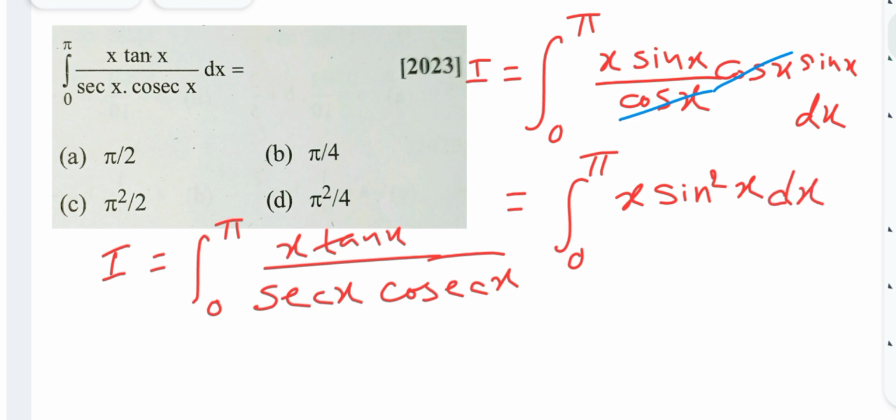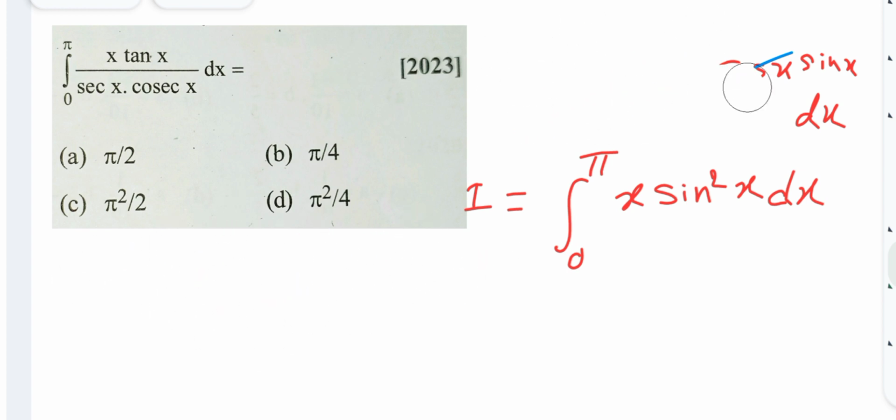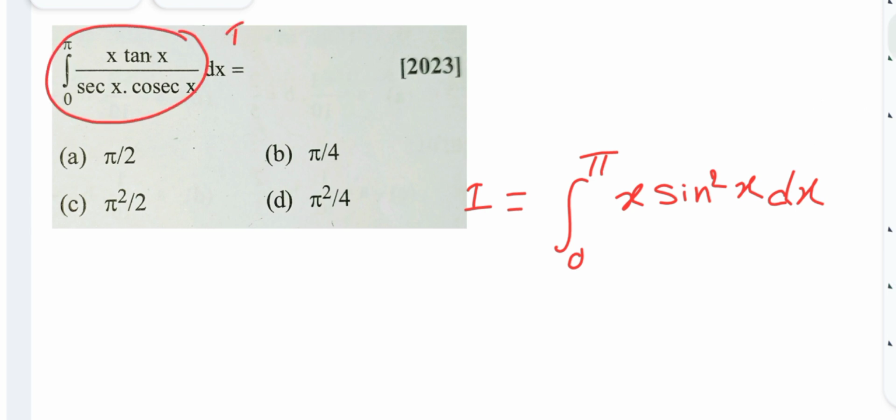So ultimately we got I as this. The same thing got converted into sine and cos, so I got x sin square x. Now I'm erasing this because the same thing is there. This is our I. Now this is a definite integration, from 0 to pi.